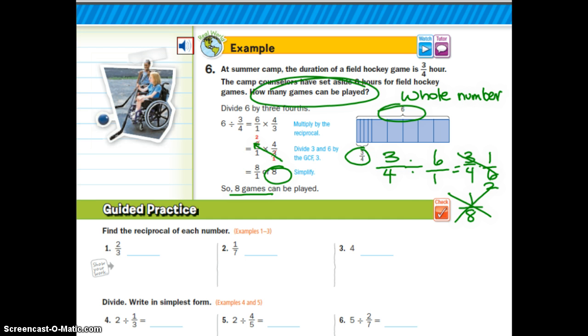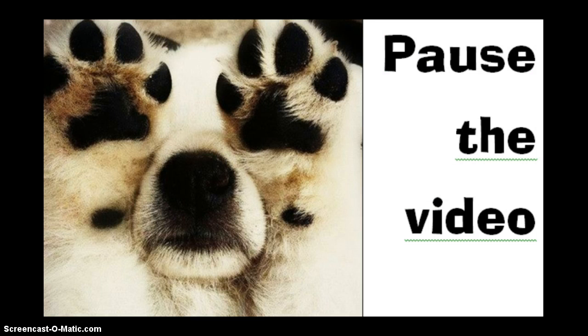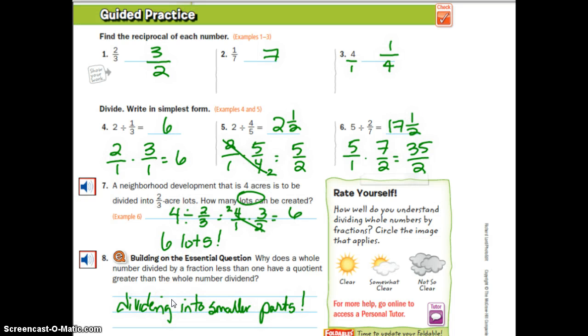See you when you're done. Pause the video. Okay, the first ones are easy because all you're doing is flipping them. Remember, on number 3, you need to place a 1 under the 4, so when you flip it, you get 1/4. And then number 7, again, it says how many lots. So you knew you had to get a whole number. I got 6 lots. So again, always think about that. And lastly, why are you going to get these smaller numbers? Because you're dividing into smaller parts. Okay, thank you. See you soon.